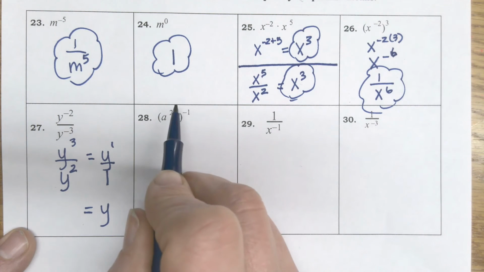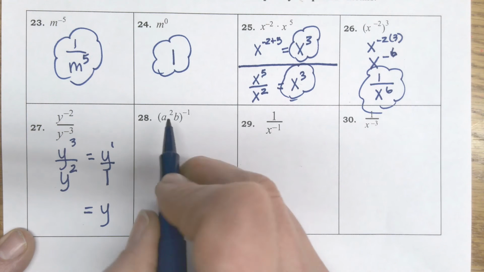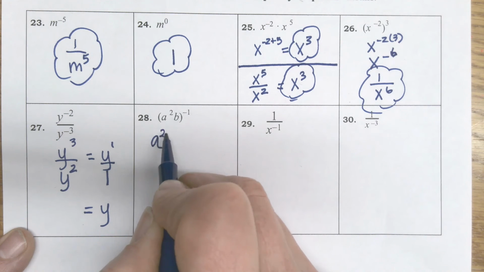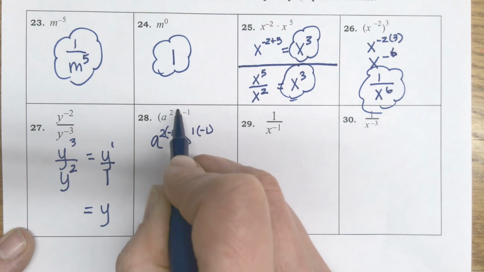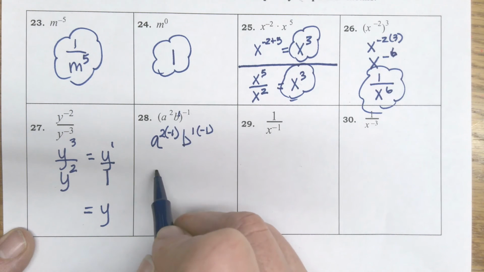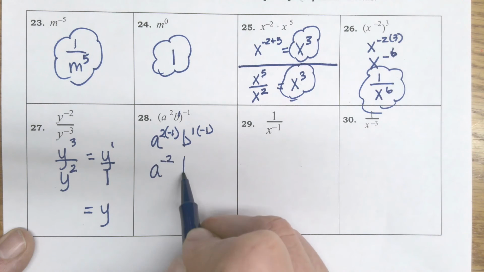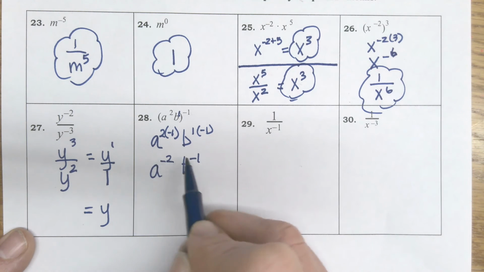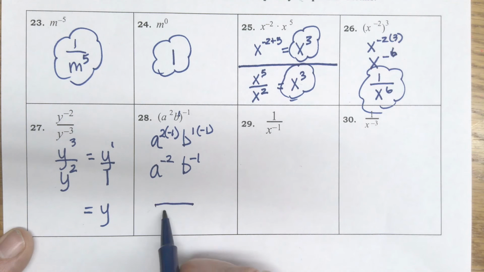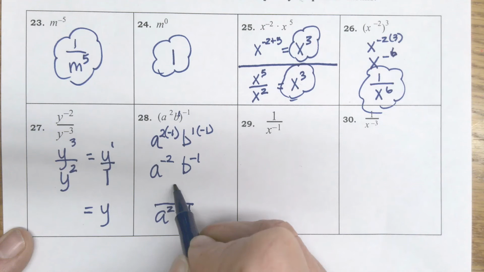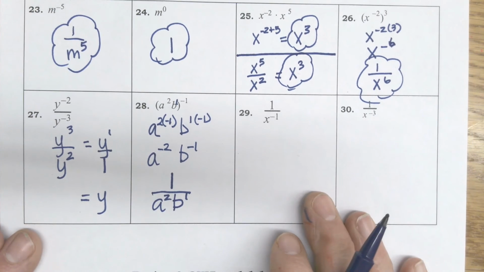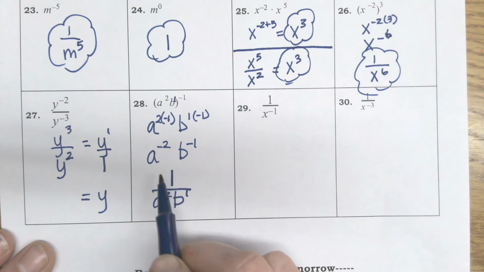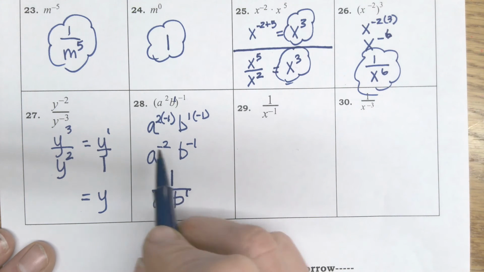Now here's one where I have to bring the power through again, and it has to go to both parts. So this is a to the 2 times negative 1, b to the 1 times negative 1, because b to the first is there. So that's a to the negative 2nd, b to the negative 1st. What do I do with negative powers? I move them to the bottom and make them positive. But because I moved it off the top, I can't just leave that empty. I've got to replace that top with 1.